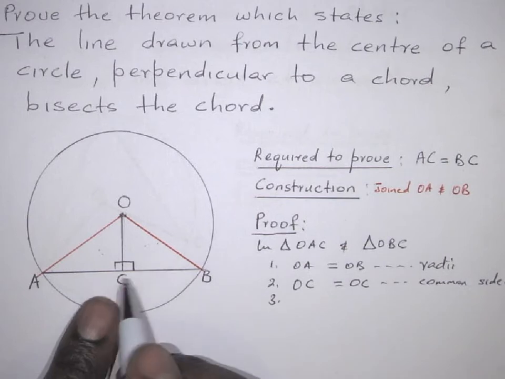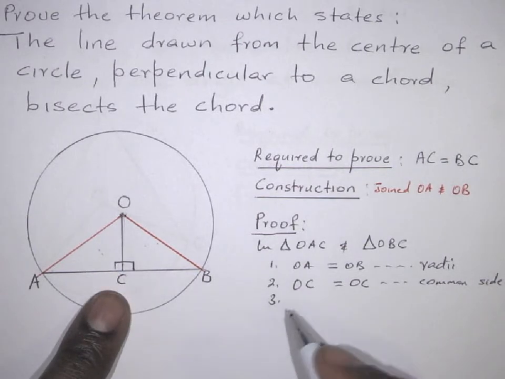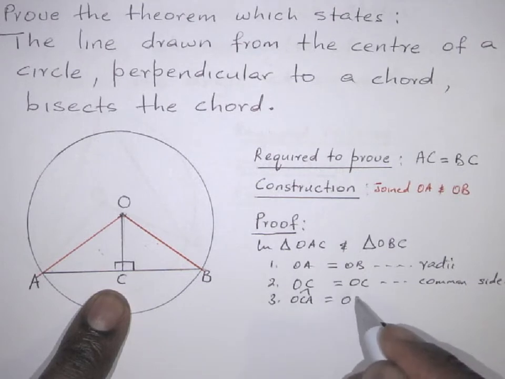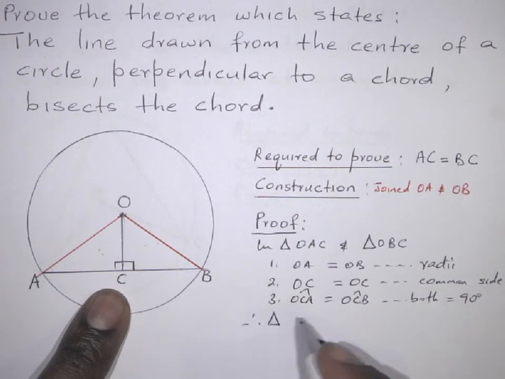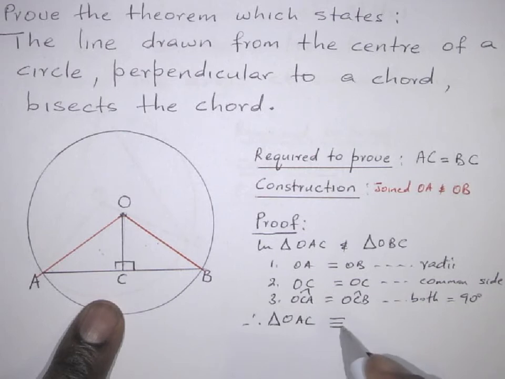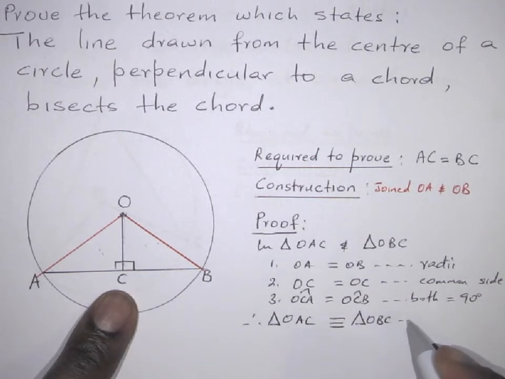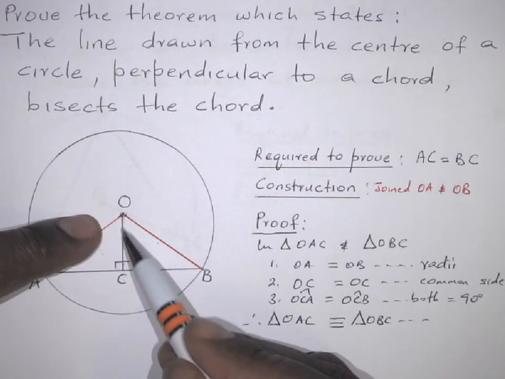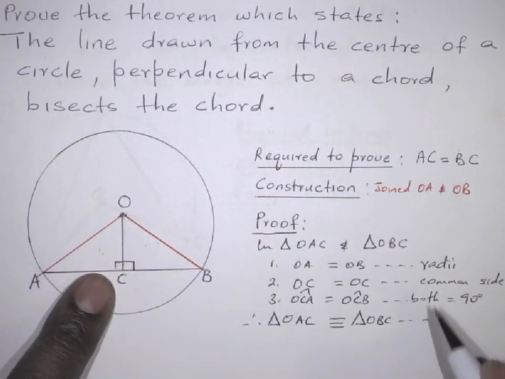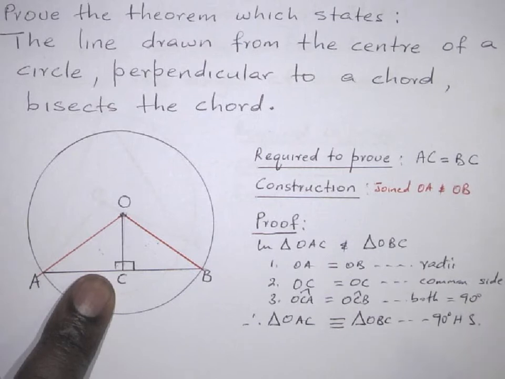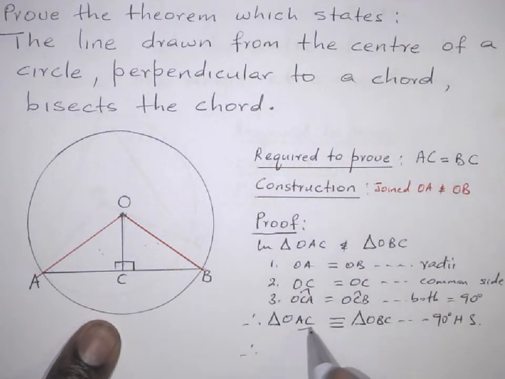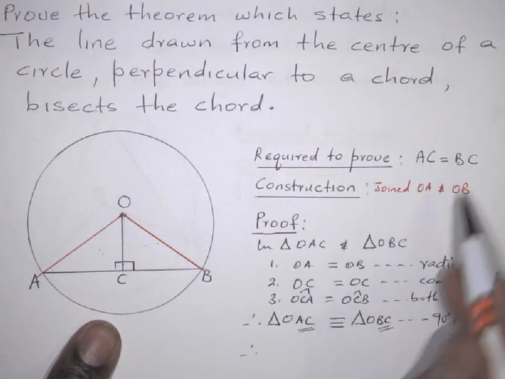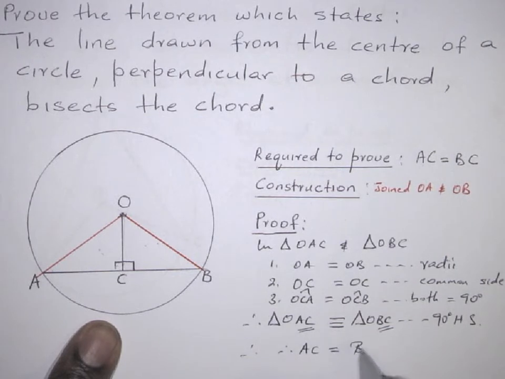Next, we can see that this angle in this triangle is 90 degrees and in this one is 90 degrees. So angle OCA is the same as angle OCB. They are both equal to 90 degrees. Therefore, triangle OAC is congruent to triangle OBC, and the reason for congruency is 90 degrees, hypotenuse and side. Remember that from grade 9. Now, let's check whether AC is equal to BC. AC are the last two letters here, and BC are the last two letters. So AC equals BC, and our reason is because the triangles are congruent.